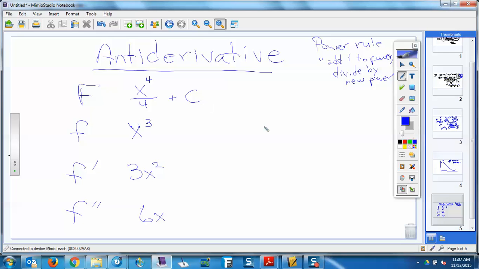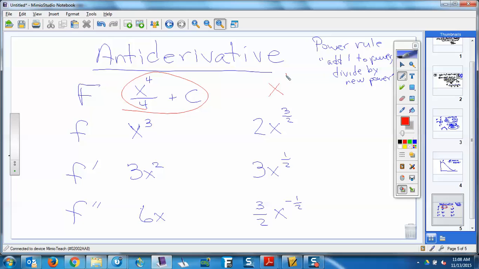Okay? So if I had 2x to the 3/2 here, what would be the derivative? I meant to put 3. So we bring the 3/2 down, the 2's cancel, so we'd have 3x to the 1/2. The next derivative would be 3/2 x to the negative 1/2. What would be big F?